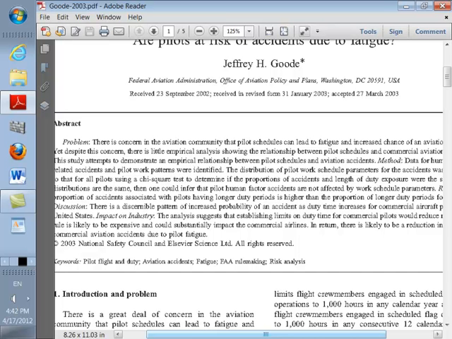So this is what the study wants to identify. So the study says here, the study attempts to demonstrate the relationship between pilot schedules and aviation accidents. So the question, the hypothesis that is testing, are aviation accidents and pilot schedules correlated or not? Is there one influencing the other?